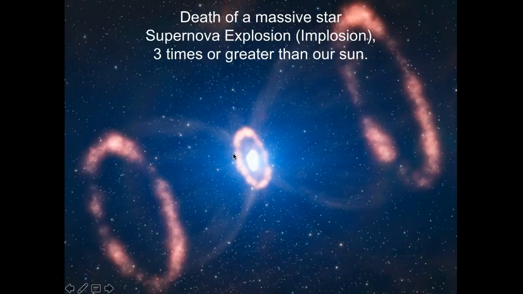So this is a supernova explosion. You can see it explodes its material much farther out, and that usually happens when the star is 3 times greater than our sun. And notice I say implosion. I think you'll read about that in a second. What really happens is the star implodes on itself and then ejects all the material.